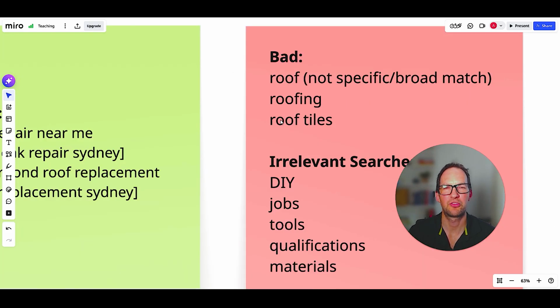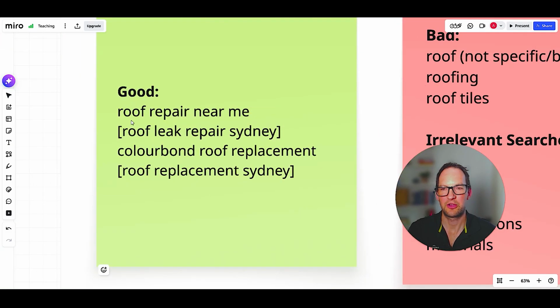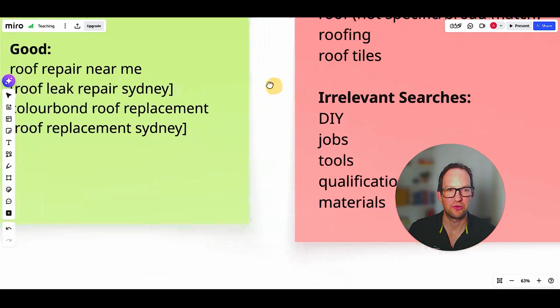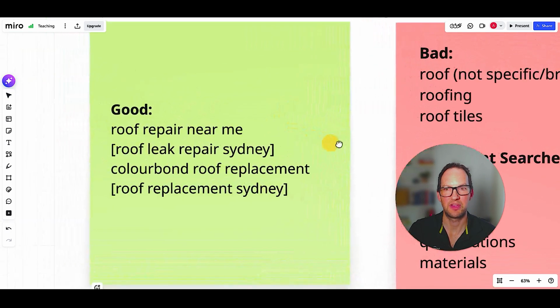And finally, you want to focus on your keyword match type. Google Ads has three different kinds. We want to be using either exact or broad match. If you're going to be using broad match, it's best to start off with very specific phrases like colorbond roof replacement, and even add your location after this. And that will limit the number of searches. And if you are using broad match, make sure that you do have these negative keywords in place.